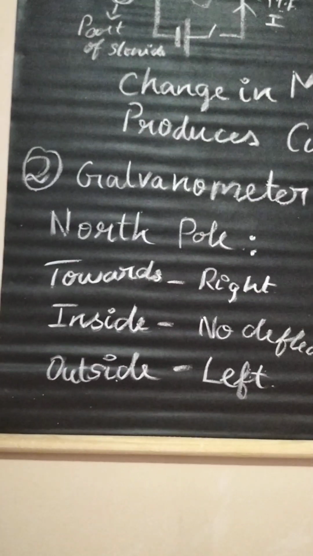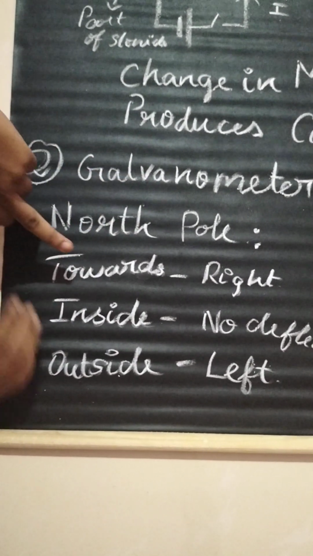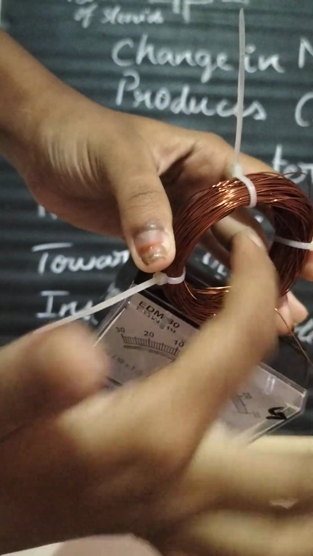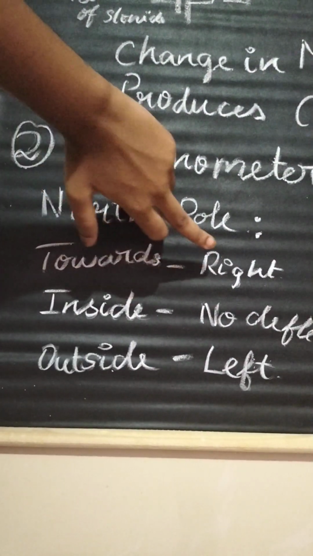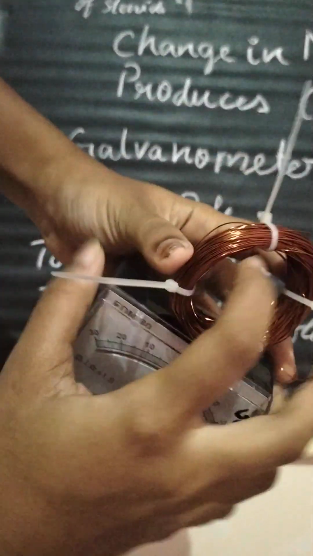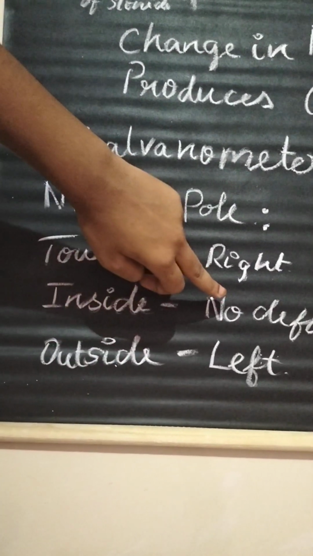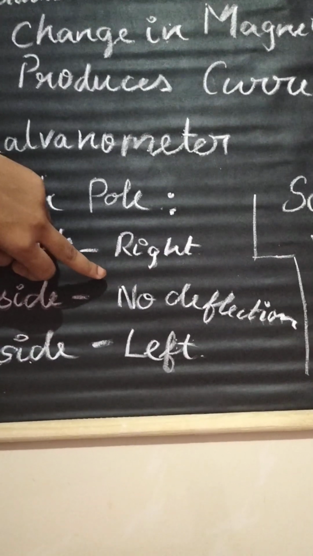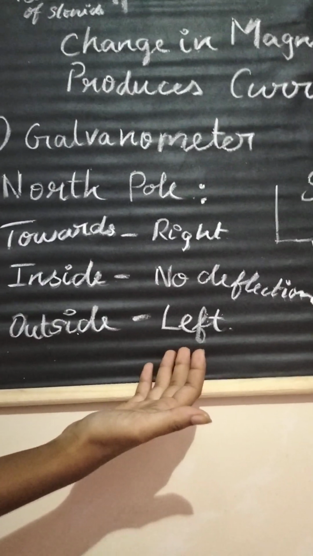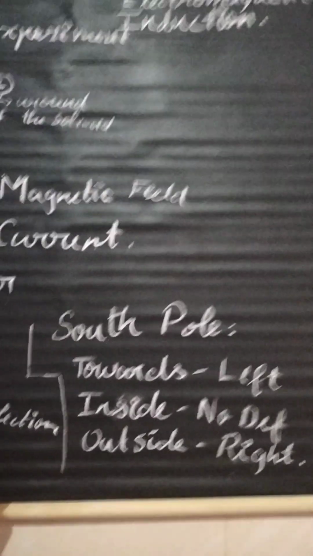Let's see it in detail. When I put the north pole towards the solenoid, inside the solenoid, the deflection in the galvanometer is on the right side. When it is at rest inside like this, there is no deflection. And when I take it outside, the deflection shows on the left side. Now the converse for the south pole.